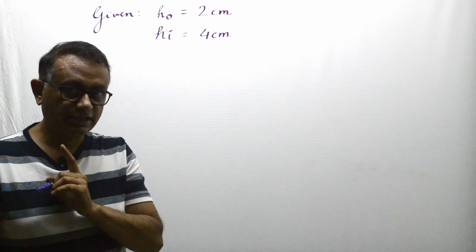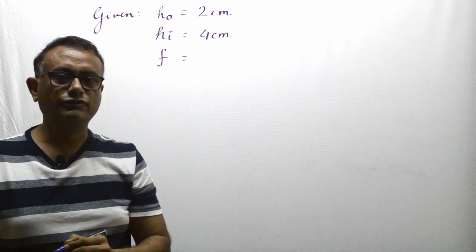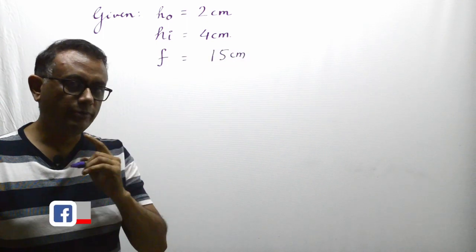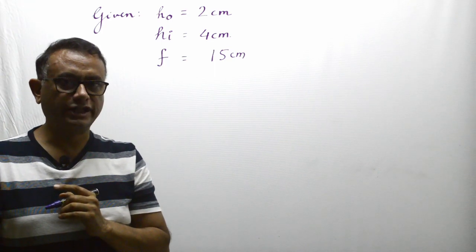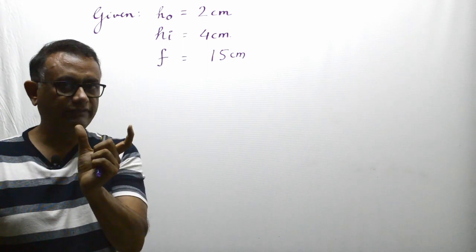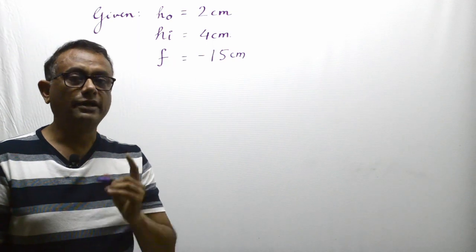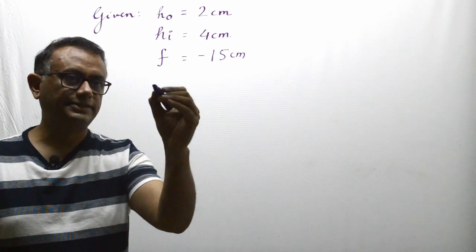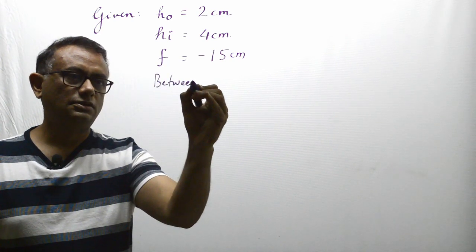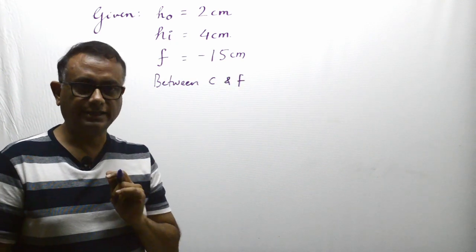We have also been given that it is a concave mirror. What is the focal length of the concave mirror? It is 15 centimeters. Do you remember the sign convention in the case of a concave mirror? The concave mirror is this way, therefore the focus will lie on the left hand side. Focus is going to be negative, so we put a minus. And where is the object placed? The object is placed between C and F. This is the data that is given to us.